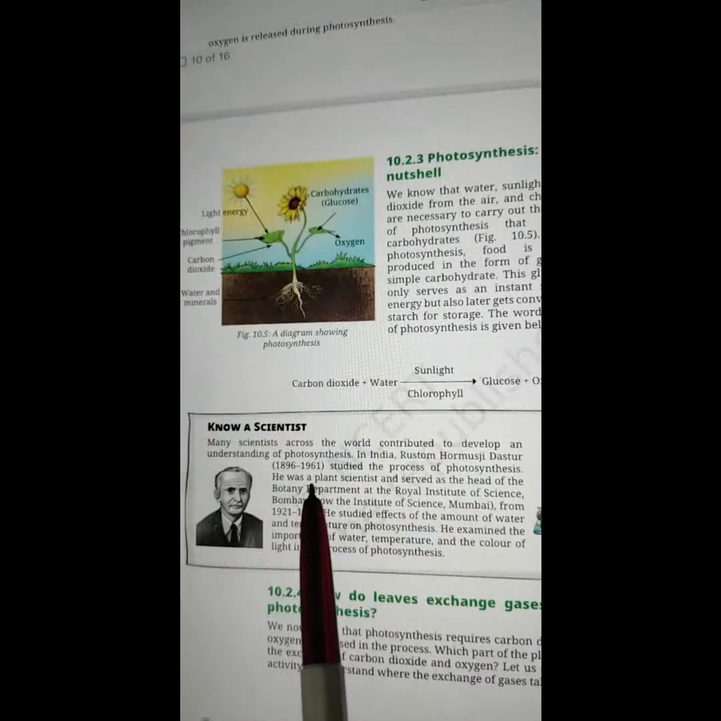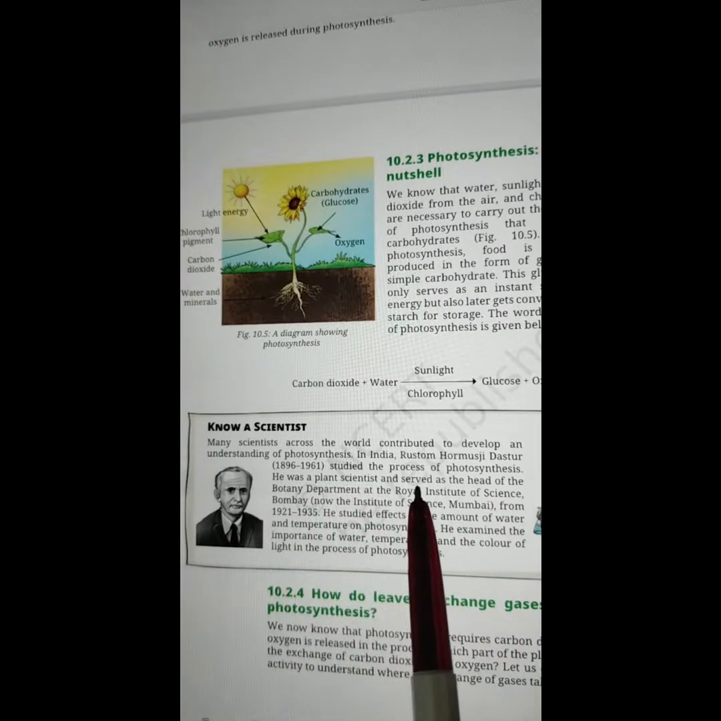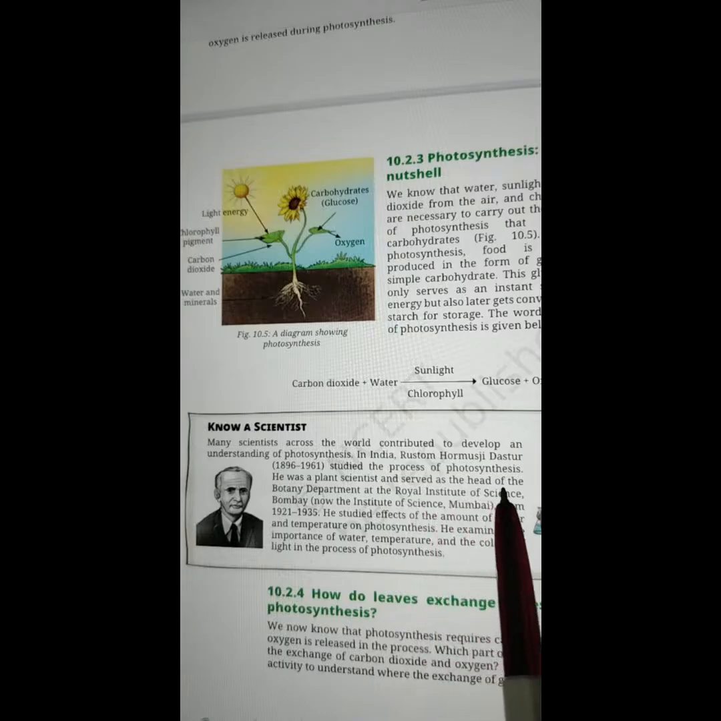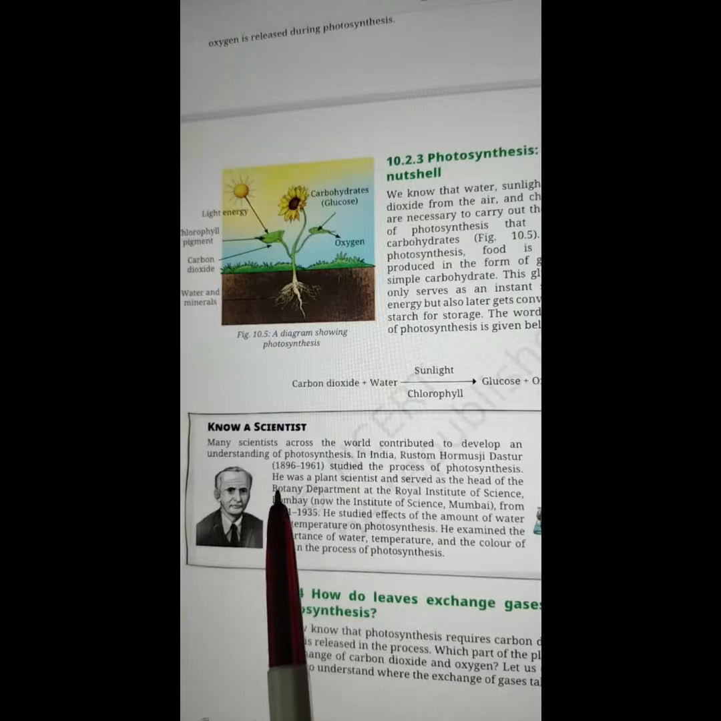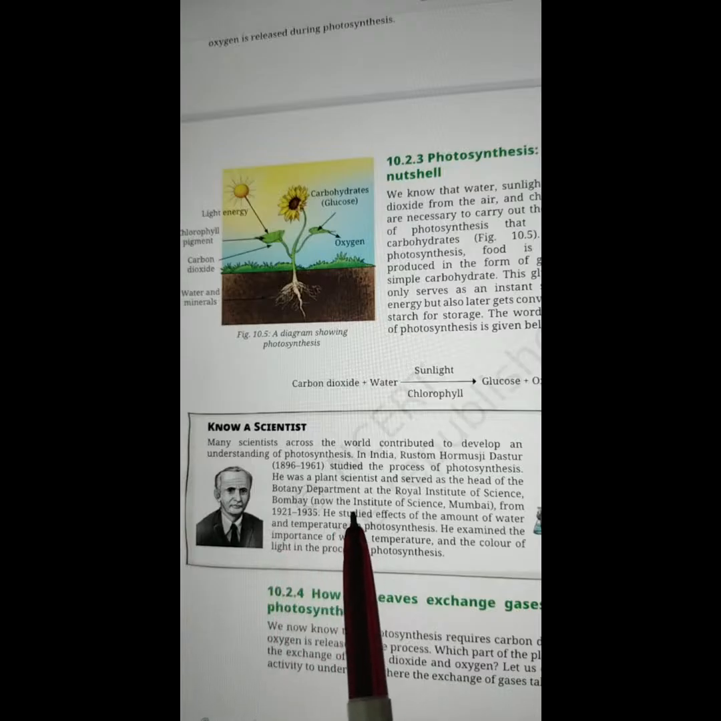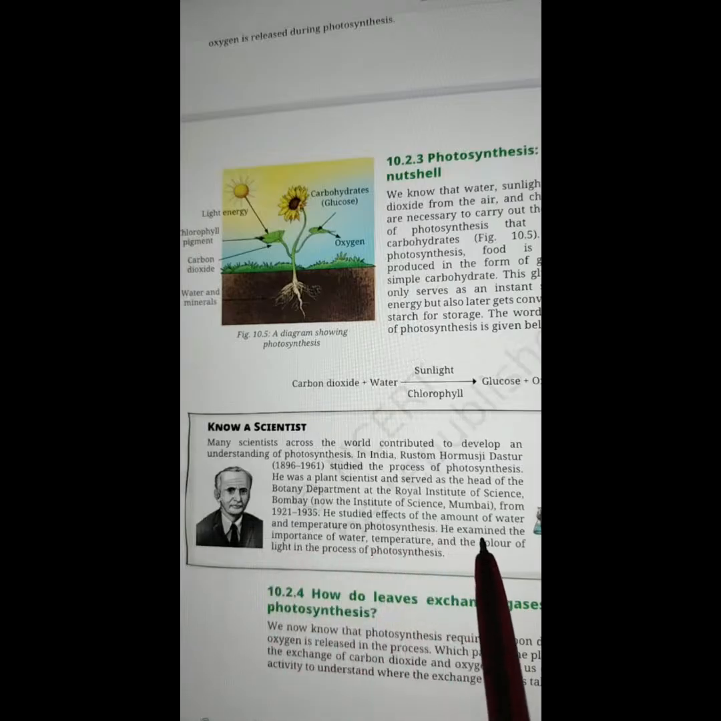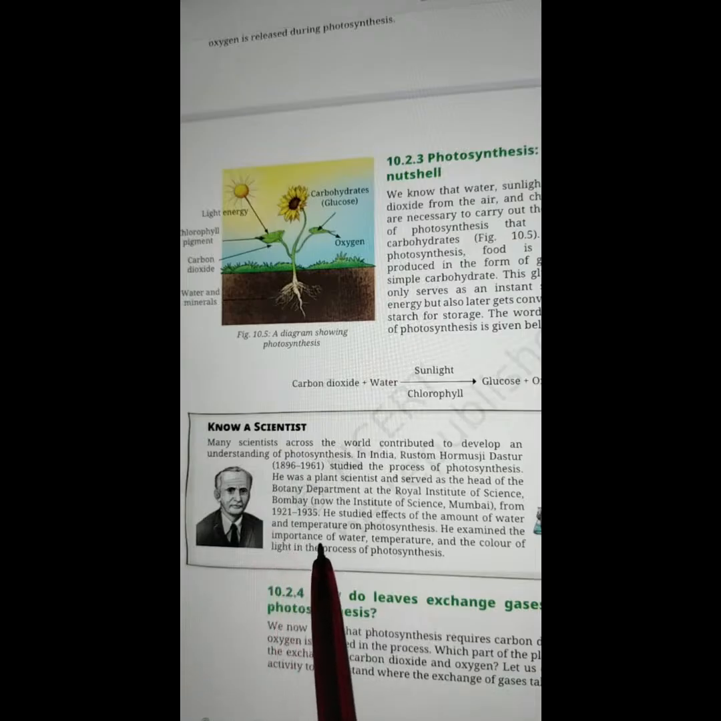Know your scientists. Many scientists across the world contributed to develop an understanding of photosynthesis. In India, Rustom Hormusji Dastur, born in 1896 and died in 1961, studied the process of photosynthesis. He was a plant scientist and served as the head of the botany department at the Royal Institute of Science, Bombay, now the Institute of Science in Bombay, from 1921 to 1935. He studied effects of the amount of water and temperature on photosynthesis. He examined the importance of water, temperature, and the color of light in the process of photosynthesis.